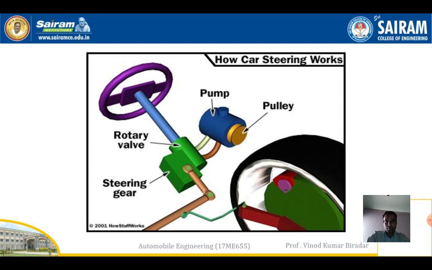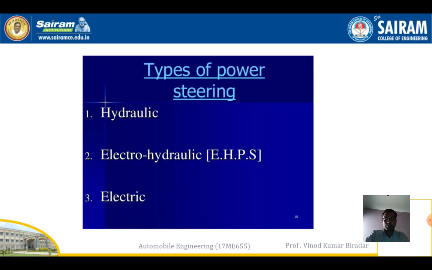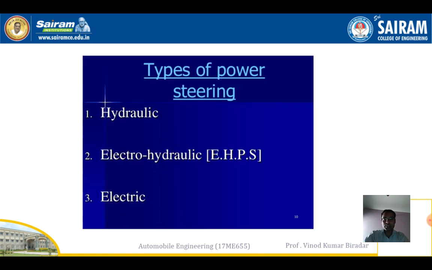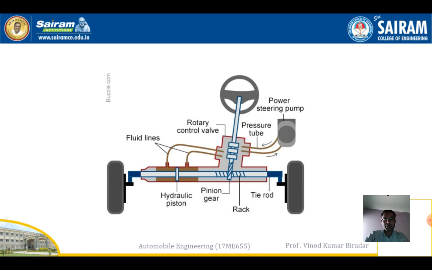Based on the rack and pinion mechanism, the steering systems work. Here are the different types of power steering: hydraulic, electro-hydraulic, and electrical. What we are seeing now is the hydraulic power steering system. Hydraulic, as the name indicates, means we use a working fluid to turn the wheel. The same mechanism is there here.